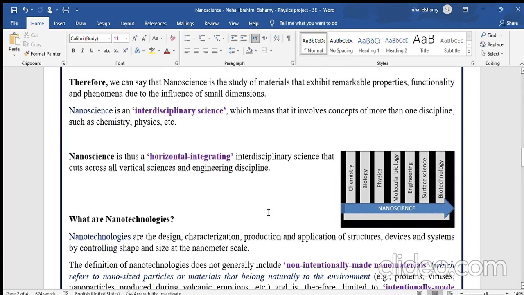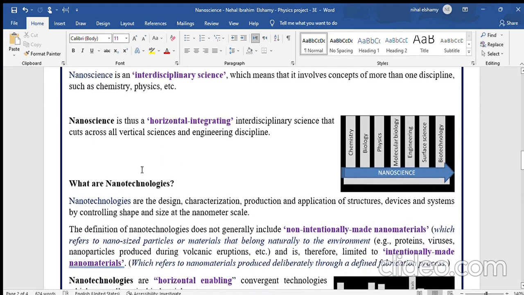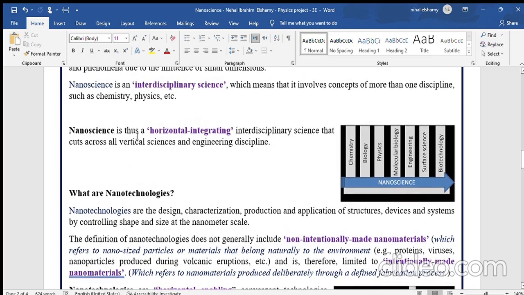Nanoscience is an interdisciplinary science, which means that it involves concepts of more than one discipline, such as chemistry, physics, etc. Here in this photo, we have chemistry, biology, physics, molecular biology, engineering, surface science, and biotechnology. In other words, nanoscience is thus a horizontal integrating interdisciplinary science that cuts across all vertical sciences and engineering disciplines.